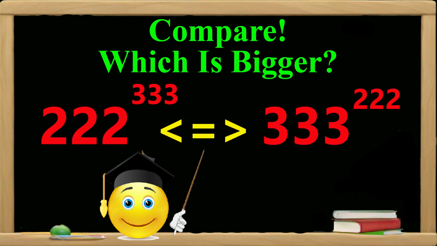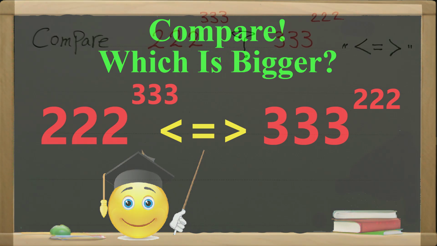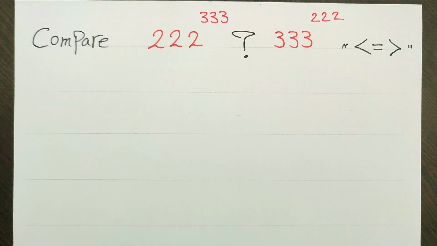Today we are going to tackle a fascinating mathematical question. Which is bigger, 222 to the power of 333 or 333 to the power of 222? This might seem like a daunting problem, but we will break it down step by step using a clever approach.